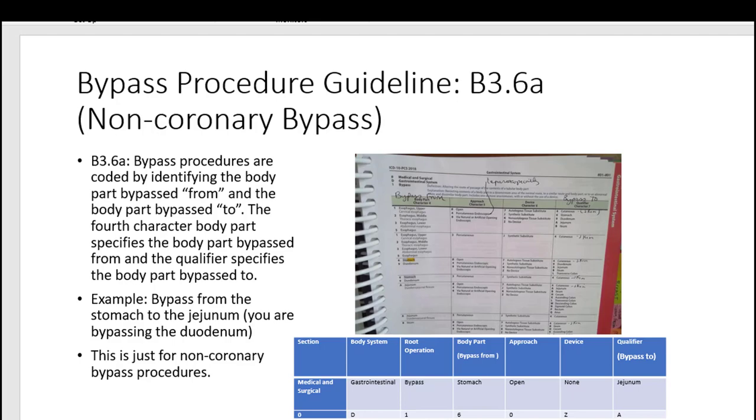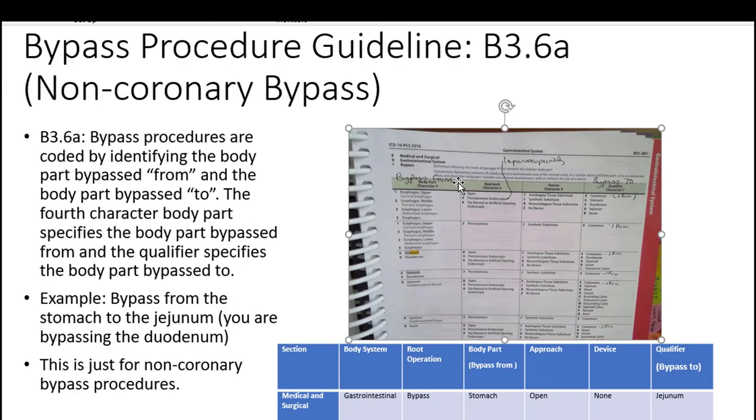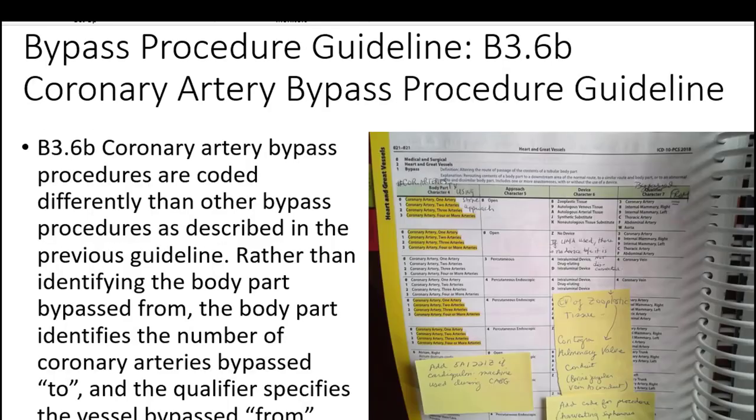This particular guideline is just for non-coronary bypasses. You see in the table where I have written bypass from by the fourth character and bypass to in the seventh character. The next guideline, B3.6b, is addressing coronary artery bypass procedures.